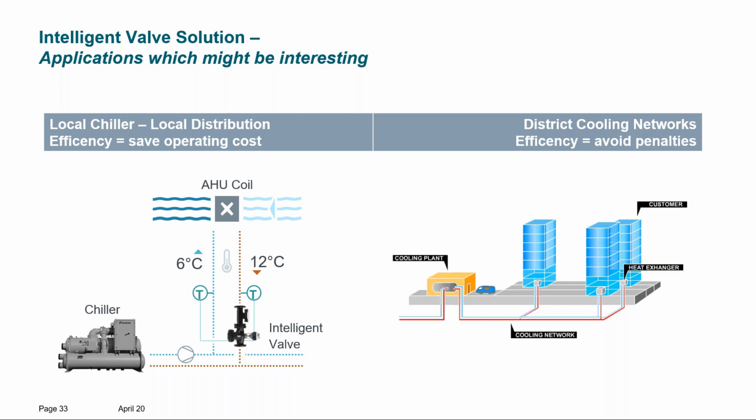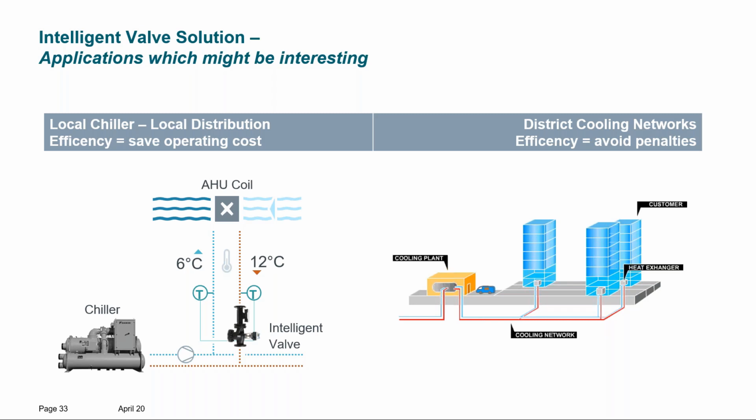limitation, there you can use the intelligent devices as well, so that the user has a good relationship with his utility, because he has done everything he can to achieve a good delta T performance of the plant in the building, and a good delta T performance also in this district cooling network.